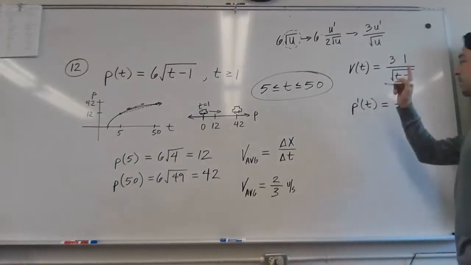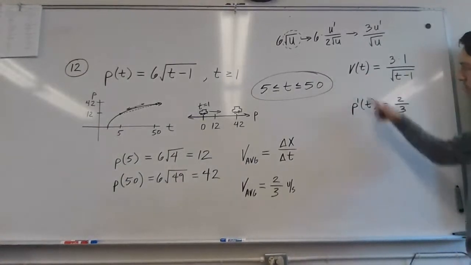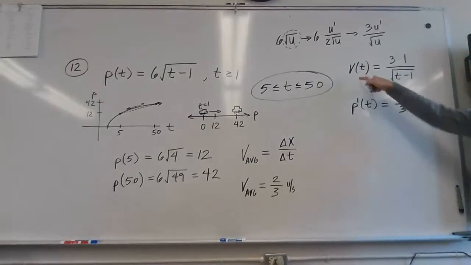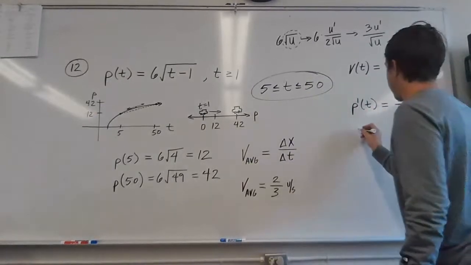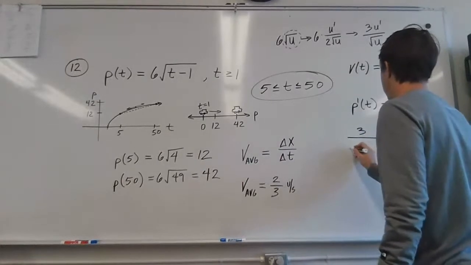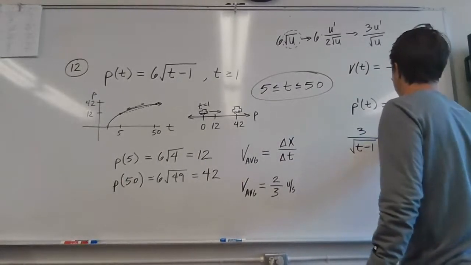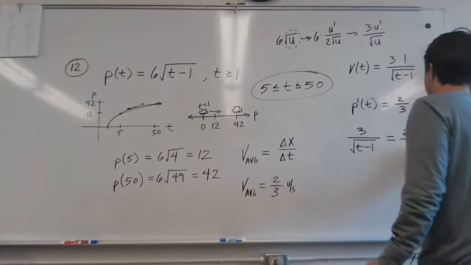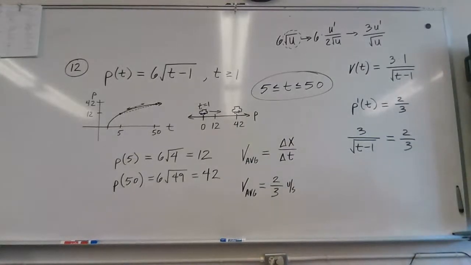Anyway, so I'm going to set my derivative. Now again, those are the same thing. The derivative of position is velocity. So what I write is 3 over root t minus 1 equals 2/3.